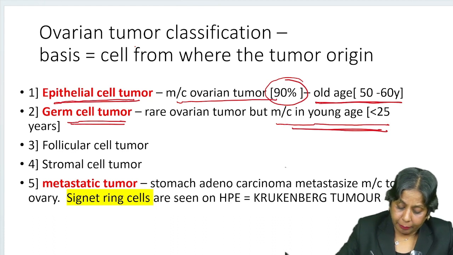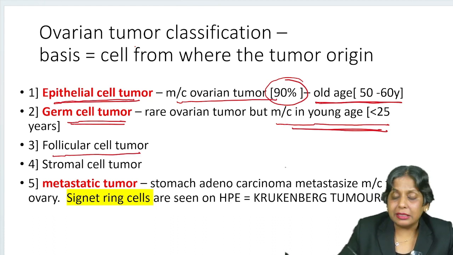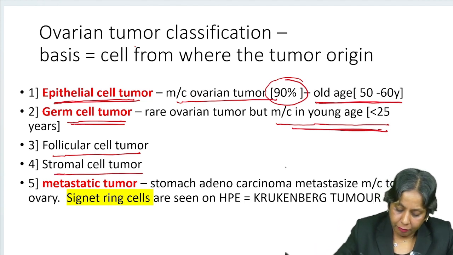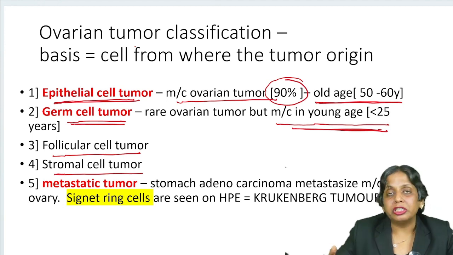Now number 3 is the follicular cell tumor. You all know that the germ cell or ovum is in a follicle, and the follicle mainly contains 2 types of cells. So the follicular cell tumors are granulosa cell tumor and theca cell tumor. Number 4 is stromal cell tumor. If the tumor is originating from the stroma of the ovary, it can be fibroma or any other stromal tissue tumor.